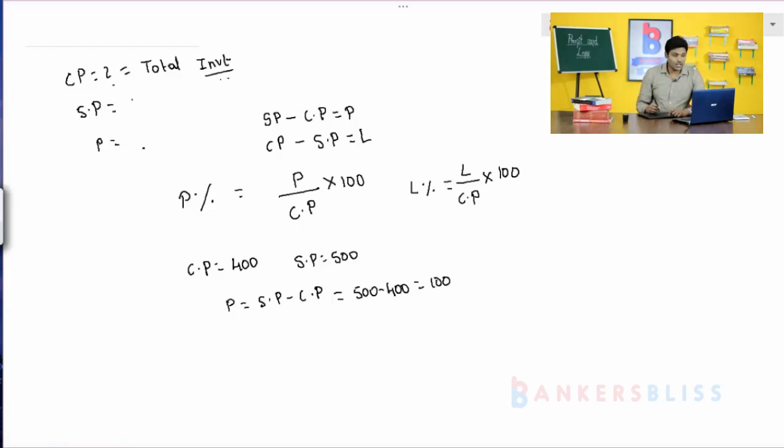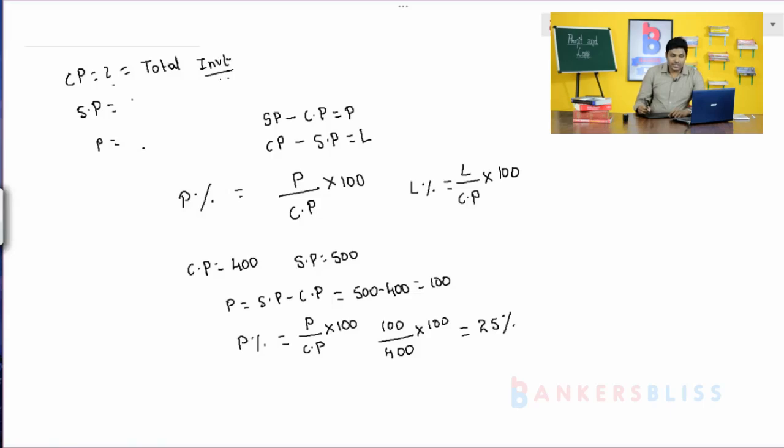Now I have to calculate the profit percentage. So the profit percentage is equal to profit divided by cost price into 100. The profit is 100, divided by cost price 400, into 100. So you are going to get 25% profit.